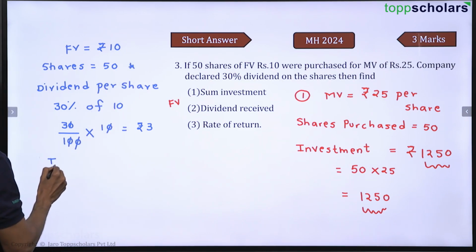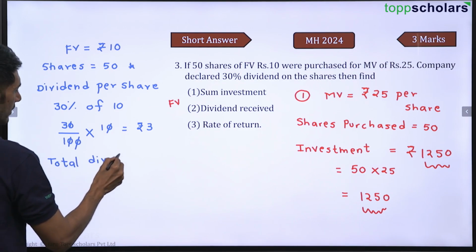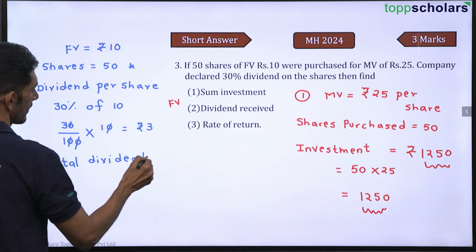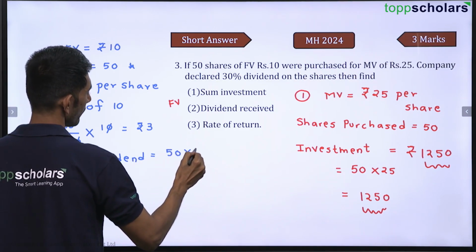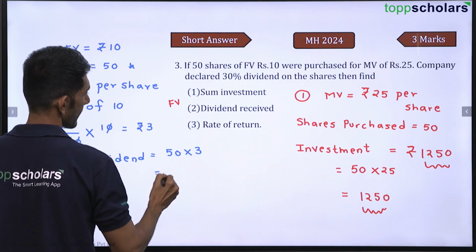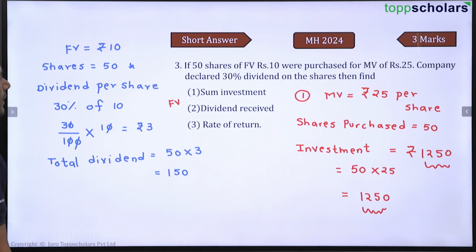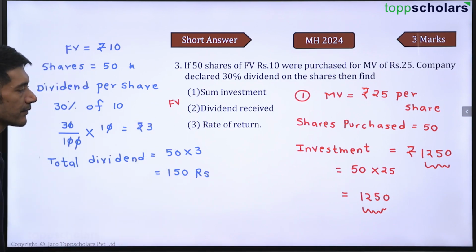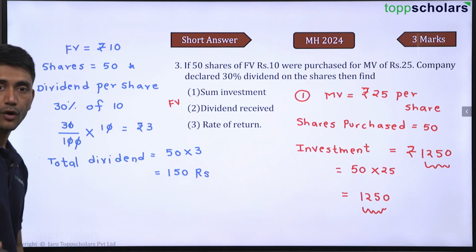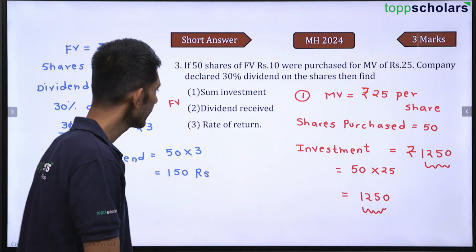So total dividend, I hope you are getting this. Total dividend is equal to 50 into 3, that is equal to 150 rupees, right? So 150 rupees is the dividend. So we have got the dividend, we have got the investment.